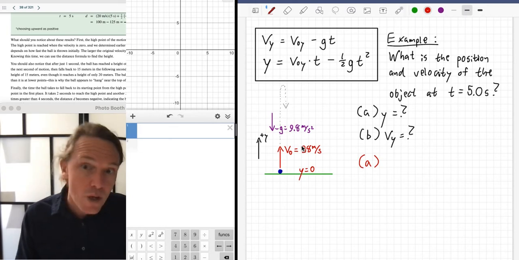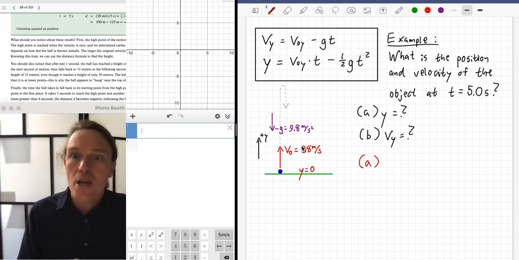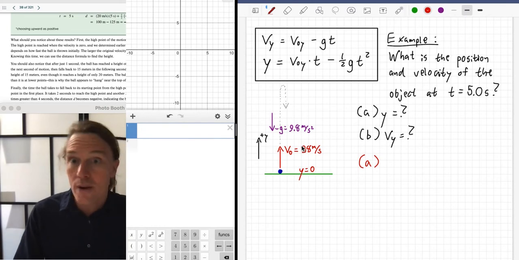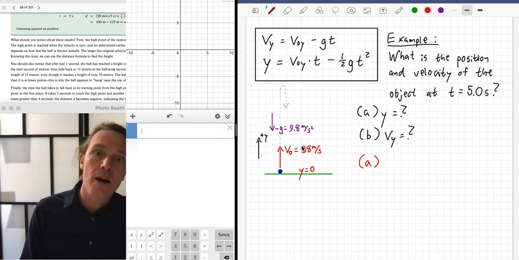Okay? So then are you going to expect a position that's going to be positive or negative? Well, better be positive because there was no mention of standing on the edge of a cliff, so we shouldn't expect the object to be below where it started. It's not a case where we're dropping something off the edge. So we should get something positive.